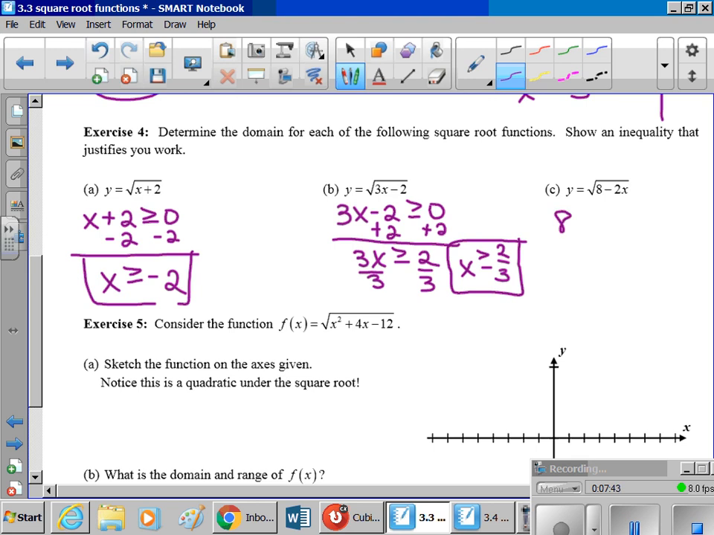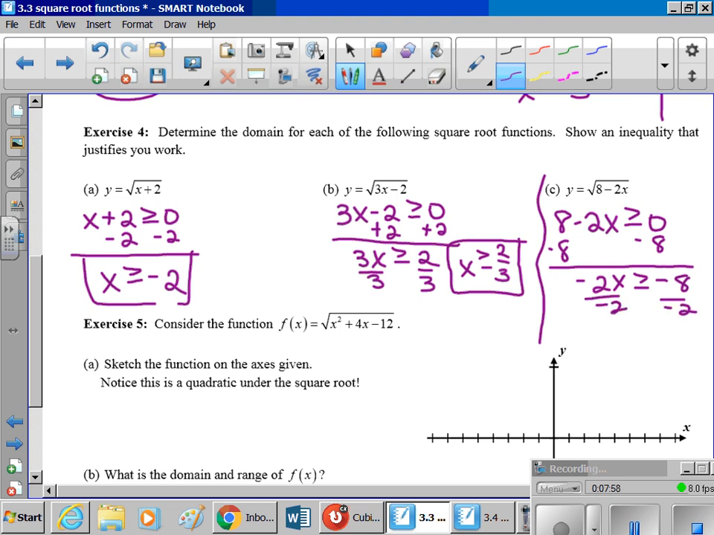And the last one is 8 minus 2x has to be greater than or equal to 0. Minus 8. Beware of your signs. Minus 2x greater than or equal to -8. When we divide by -2, remember that the sign changes as well, so x is less than or equal to 4.